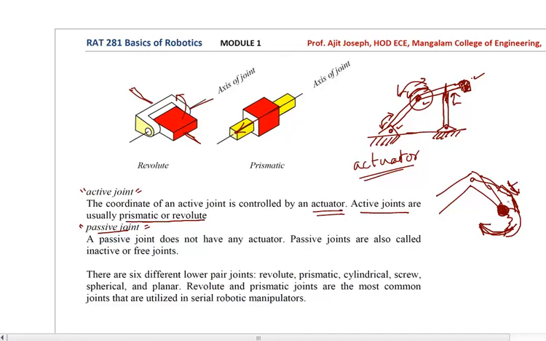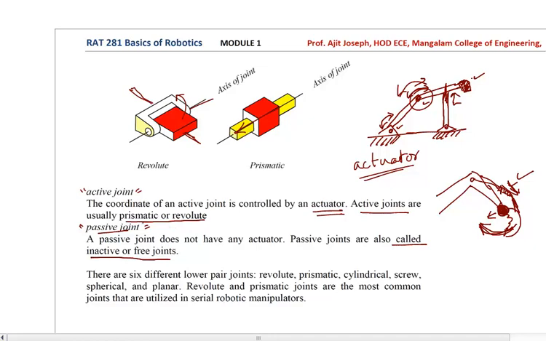So we will say that this is a passive joint, but this is not a passive joint. This hydraulic cylinder is not a passive joint. It is what is providing the power, isn't it? So that we will call an active joint. So there can be active joints and there can be passive joints. Now passive joints are also called inactive or free joints. They are also called inactive or free joints.